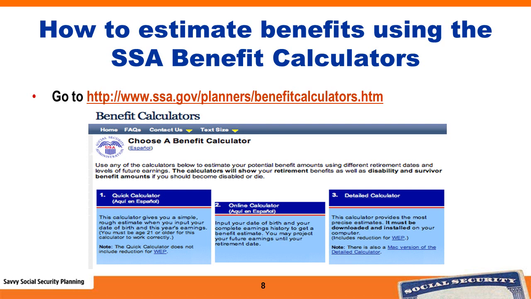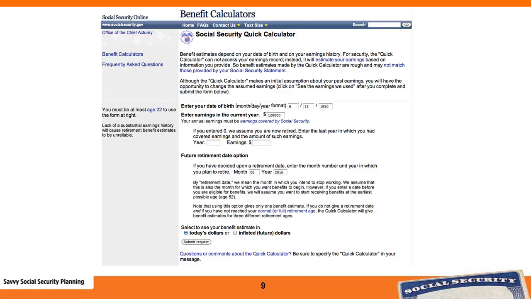But if you don't have access to the statement and don't want to wait for the client to run the retirement estimator, there are 3 other ways to do it using the calculators on the SSA website: the quick calculator, the online calculator, and the detailed calculator. The quick calculator does not tap into the client's earnings history, so it's not terribly accurate.